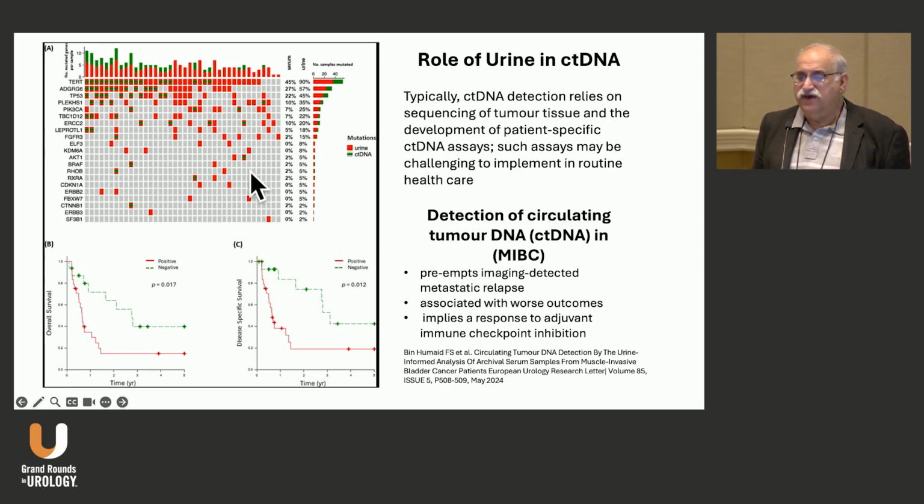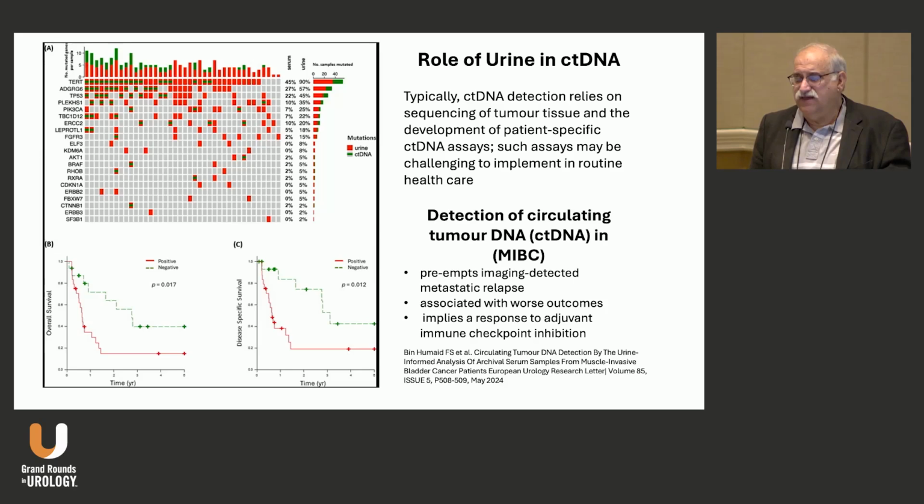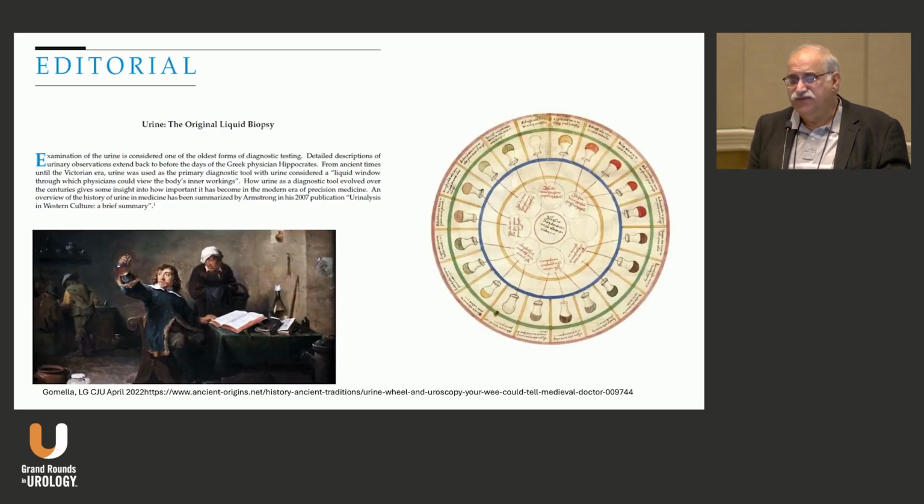So again, if you look at the urine and the circulating tumor DNA, you can see that there are some differences. There are a lot of similarities, but you also pick up a different pattern. What that actually means, I don't know, but this is a very early study looking at circulating tumor DNA in the urine, and it may become an assay that's more common in the future.